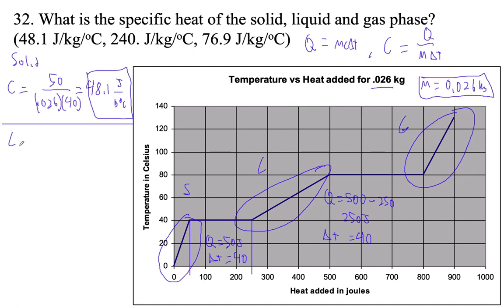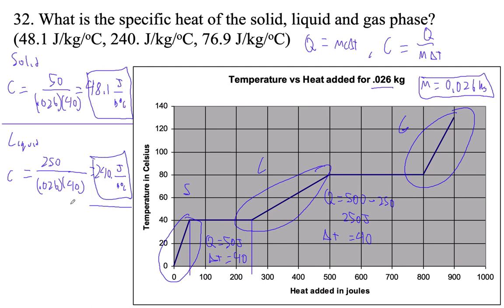Okay, so liquid, C is equal to the 250 that flowed in, over 0.026, and again, the change in temperature here is just 40. So 250 divided by 0.026 divided by 40 is 240.4. So 240 point four joules per kilogram degrees Celsius.